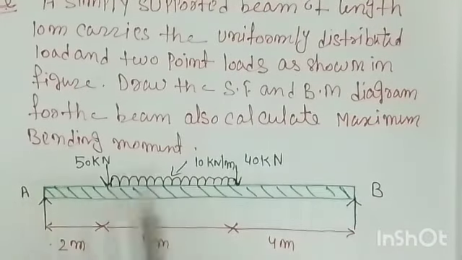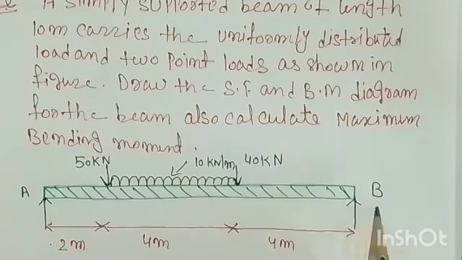So you have a simply supported beam of length 10 meter. A, B is the beam, and 2 point loads are acting, 50 kilonewton and 40 kilonewton, as well as one UDL of magnitude 10 kilonewton per meter. The first point load, 50 kilonewton, is at a distance of 2 meter from A, and the next is at a distance of 6 meter from A, and up to 4 meter length the UDL is acting, whose magnitude is 10 kilonewton per meter. So this is the problem of the simply supported beam.